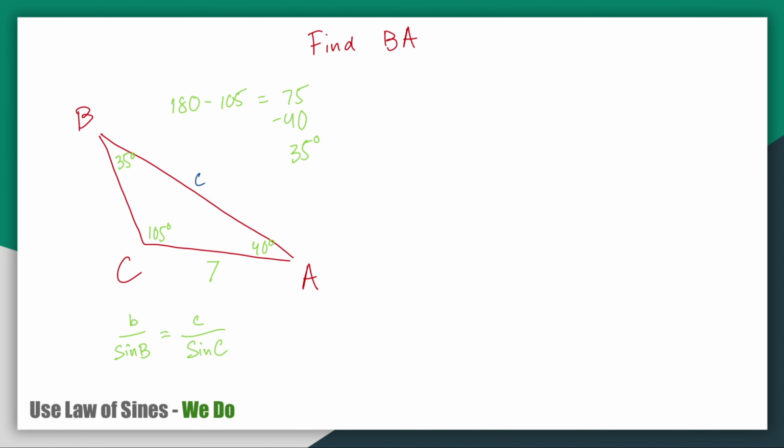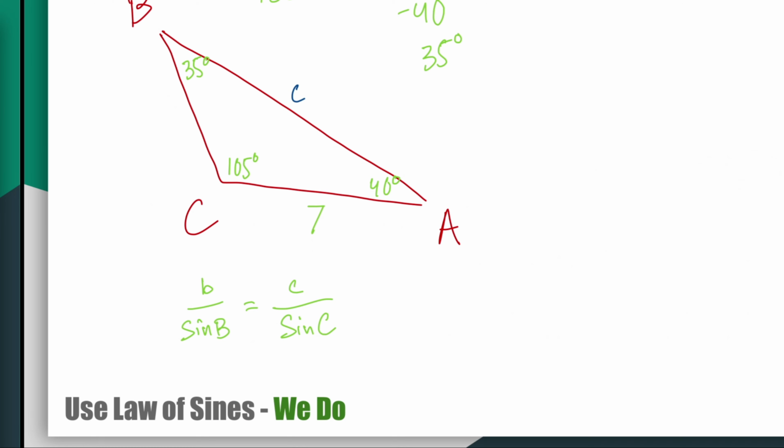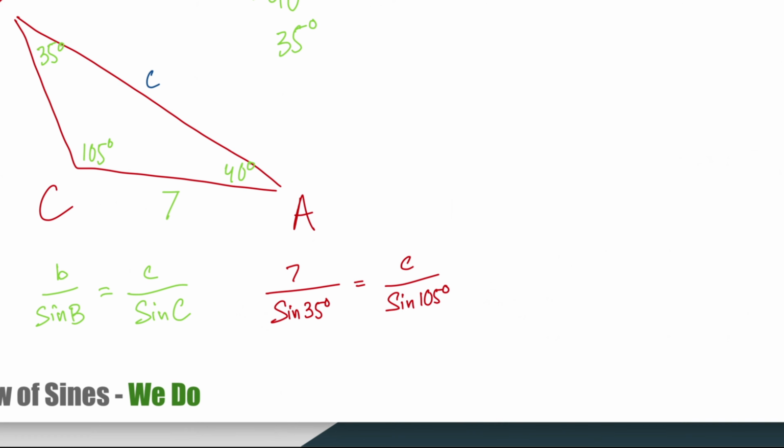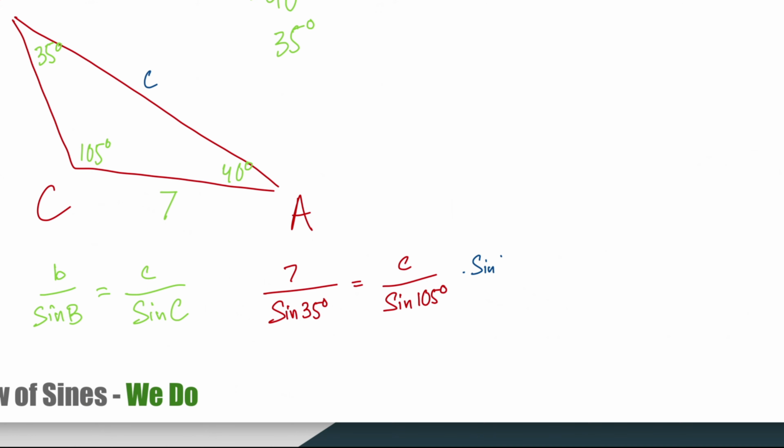Now I can actually plug in those values. Little b is 7 divided by the sine of 35 degrees is equal to little c, which we don't know, divided by the sine of 105 degrees. Okay, and now we can solve for c. So we multiply sine of 105 to both sides. That cancels here, and we're going to get c is equal to sine of 105 degrees multiplied by 7 divided by the sine of 35 degrees.